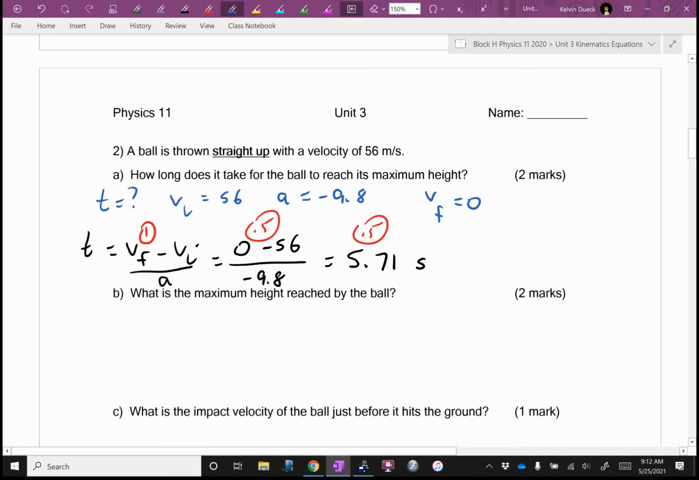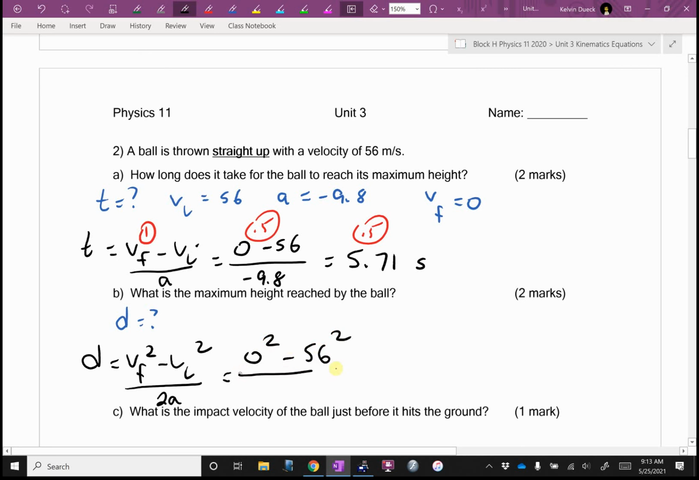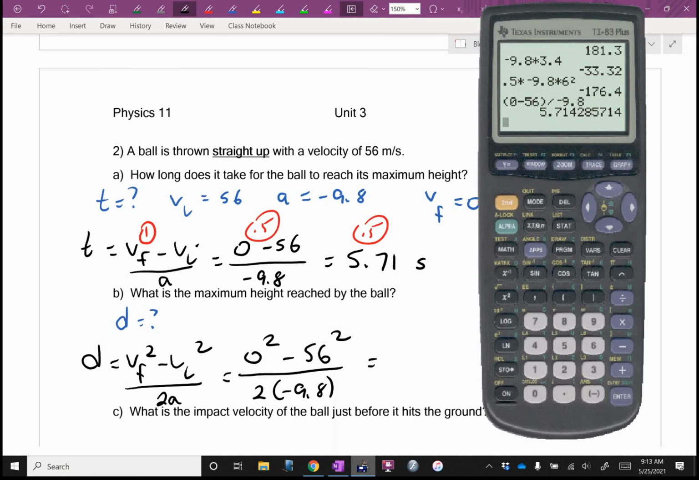I would probably say to myself, they want me to find that. I might use VF squared equals VI squared plus 2AD. And then I can go D equals VF squared minus VI squared all over 2A. 0 squared minus 56 squared all over 2 times negative 9.8. Am I ending up above or below from where I started in this question? You're above. I better get a positive. If I get a negative, it means I've missed something or done something wonky.